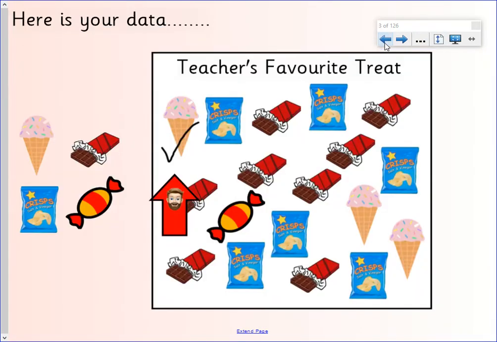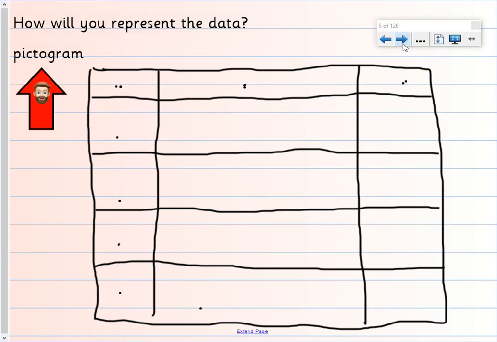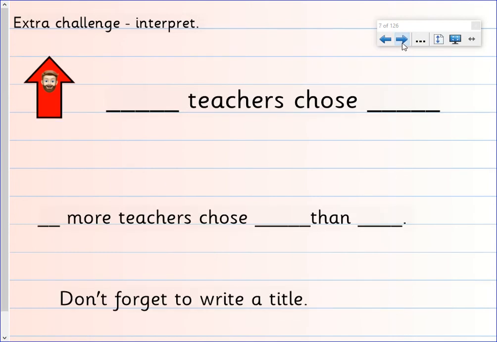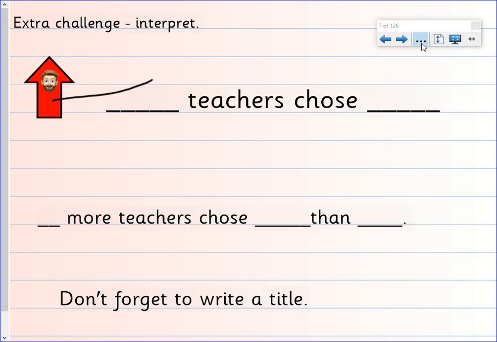So for the data here, choose one way to represent it. Either a tally chart, a pictogram, or a block diagram. If you want to do all three, that's amazing. Who's ready for an extra challenge? So for an extra challenge, you can interpret your picture, okay? So you can write some sentences. Teachers chose. Now you could write a sentence for each row or bar of your picture.